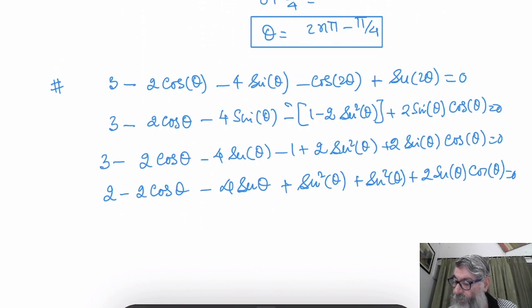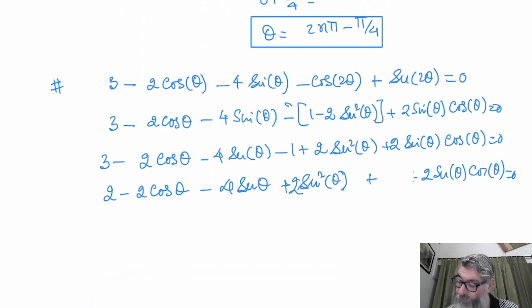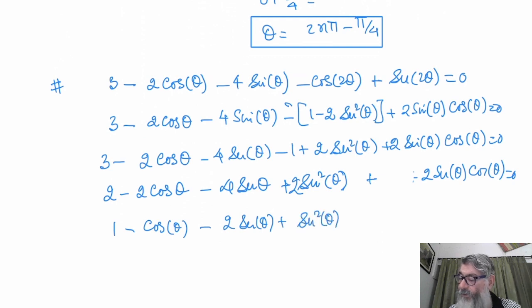Let it be 2 sine square theta, sorry, let it be 2 sine square theta. Let me rub it out. Plus 2 sine theta cos theta. Now because 2 is common everywhere, so 1 minus cos theta minus 2 sine theta plus sine square theta plus sine theta cos theta. We divided everything by 2. Now again here the expression will come.